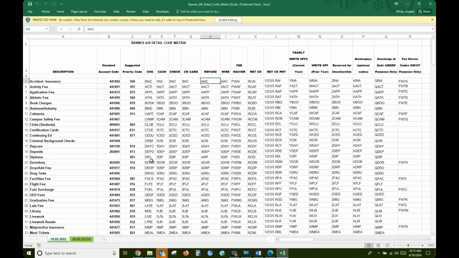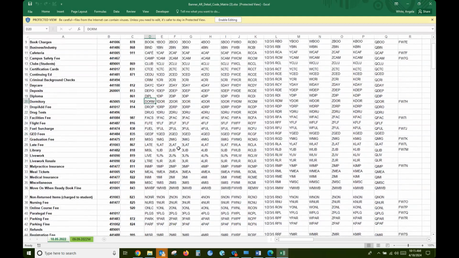There's some, like this one here, for example, dorm. The only 2 colleges that are going to use the detail code dorm are North Georgia and South Georgia, because those are the 2 colleges that have dorms, right? So there may be some here that you don't use, but that's not to say that they're not important. Other schools may use them.